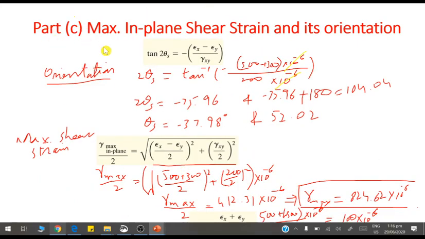And for part C, maximum in-plane shear strain and its orientation. For orientation, tan 2 theta s for shear is equal to minus (epsilon x minus epsilon y) by gamma xy. After putting in the values and calculating, you will get theta s as minus 37.98 and 52.02, these two angles. The maximum shear strain formula is given: gamma max by 2 is equal to the square root of ((epsilon x minus epsilon y) by 2) whole square plus (gamma xy by 2) whole square.